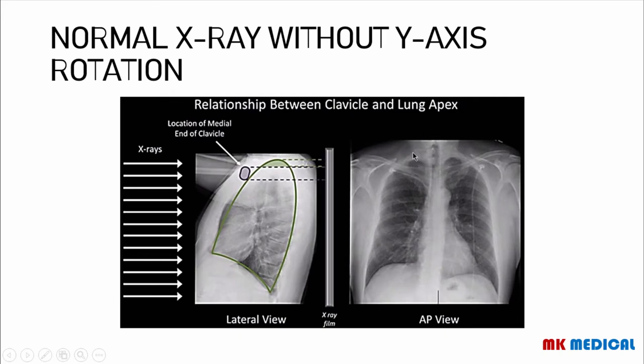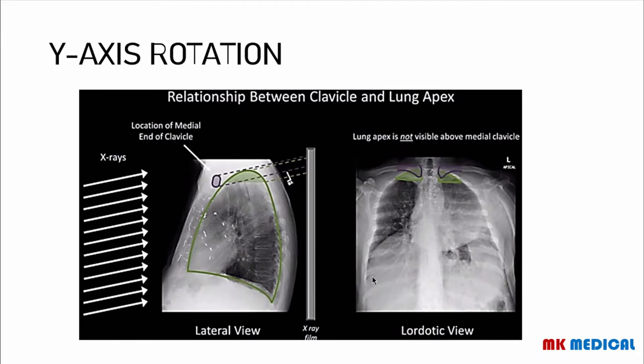So you see that these apices of the lungs, you can see them above the clavicles. You can visualize the bases of the lungs very well. You can also visualize the costophrenic angles very well. But what happens if this person rotates in the y-axis? Now, it will appear as if the x-rays are entering into the film at a certain angle. So it means that the clavicles here are going to be visualized as if they are above the apex of the lungs. So what you have created here is what is known as a lordotic view.